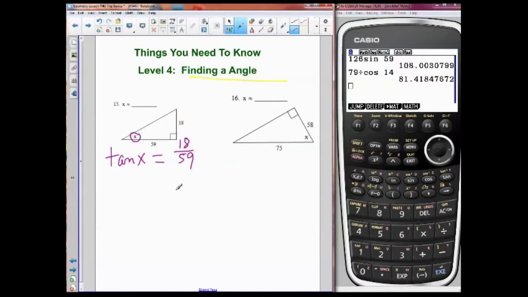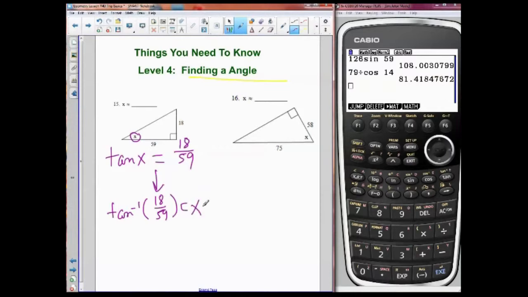And I'm going to solve this. Well, there's no algebra involved in this one. This one goes straight to definition. We're going to have to use the inverse. When we're doing angle, think inverse. So I'm going to have my inverse of my side, 18 over 59, is going to equal my angle.